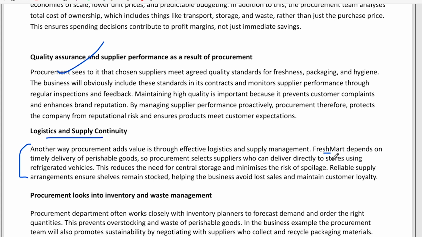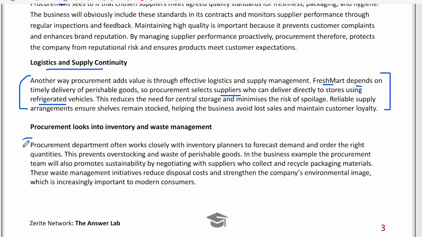How? Freshmart depends on timely delivery of perishable goods. Good. So procurement, what will they do? They will select suppliers who can deliver directly to stores using reefers, so refrigerated vehicles. Well, the refrigerated container is called a reefer, not the other thing. So this reduces the need for central storage, minimizes the risk of spoilage, and so on. So you see, that's the thing. The same applies to just about any other point.